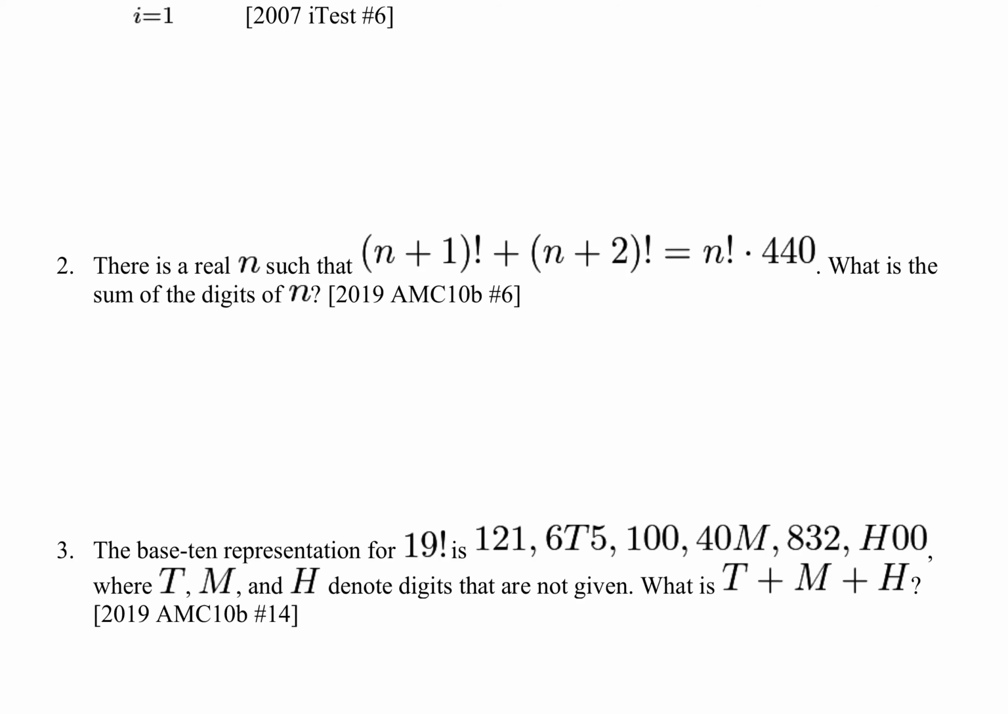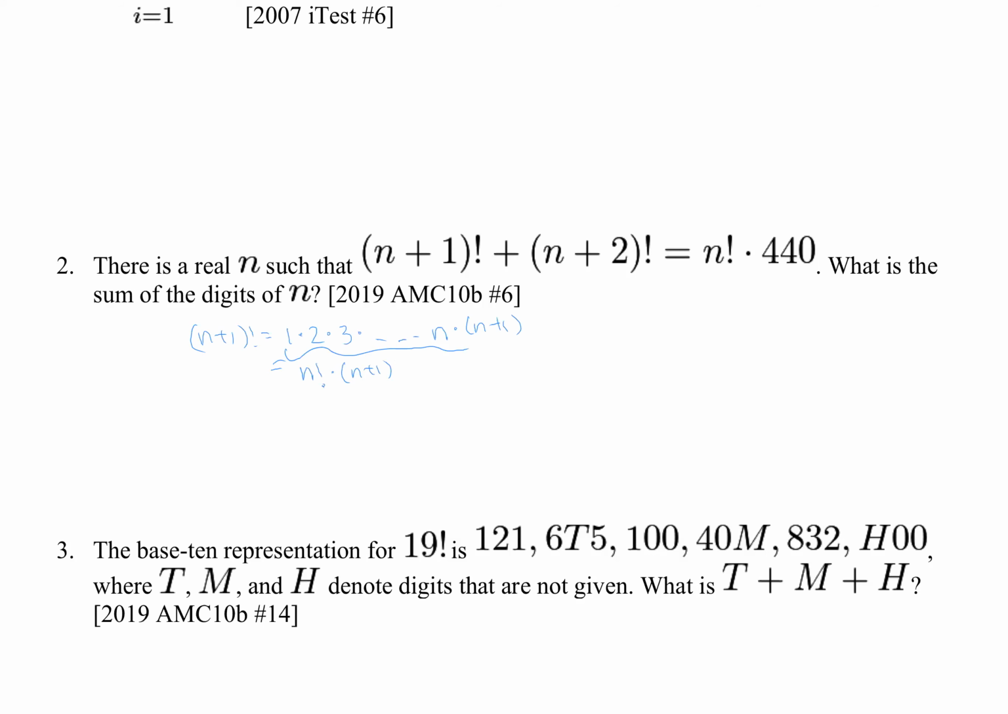Okay, so let's start. Let's look at this. What does n plus 1 factorial mean? n plus 1 factorial equals 1 times 2 times 3 all the way to n times n plus 1, right? Because we know the first part is n factorial, we can rewrite this as n factorial times n plus 1.